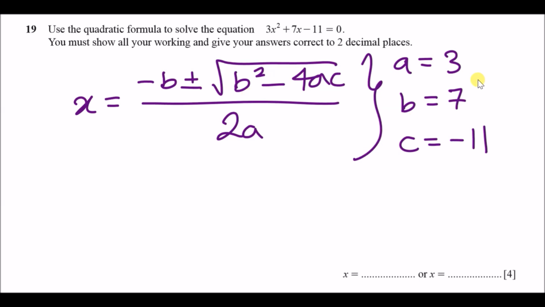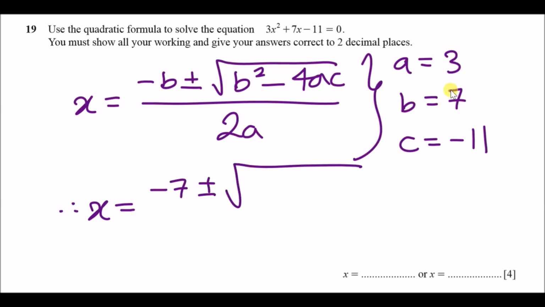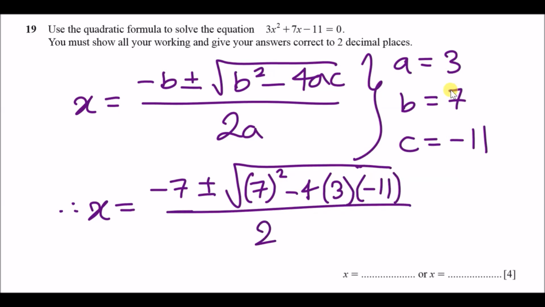Now, all you want to do, guys, is just substitute these values into this quadratic formula. So you can say, all right, x equals minus b, so minus 7, plus or minus the square root of b squared, so 7, wrap it in a bracket, squared, minus 4 times a times minus 11, which is c. And it's all over 2 times a. Now, a good idea is to always wrap it in a bracket like this, yeah?